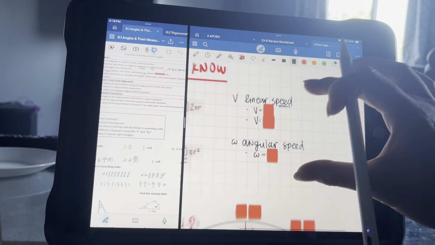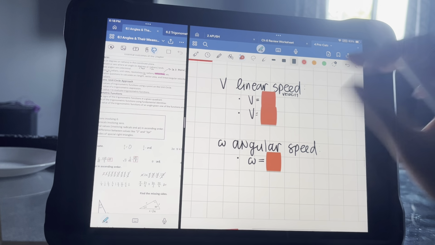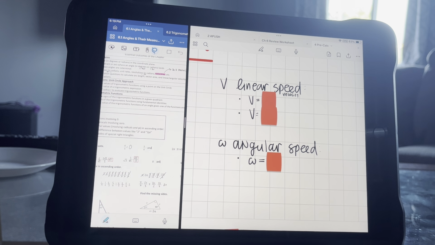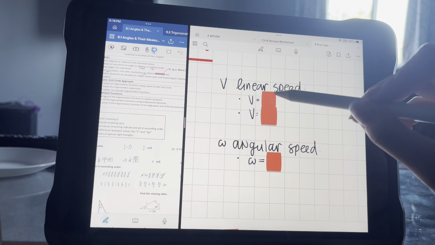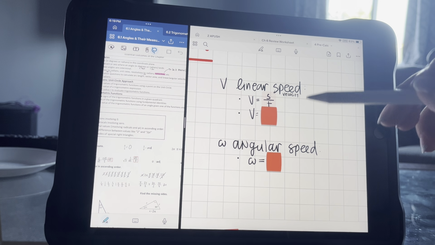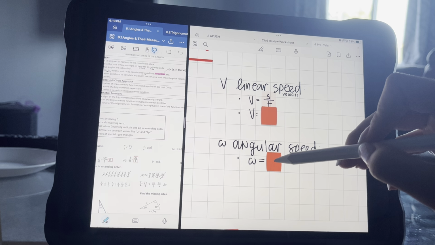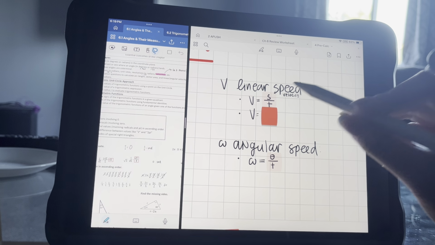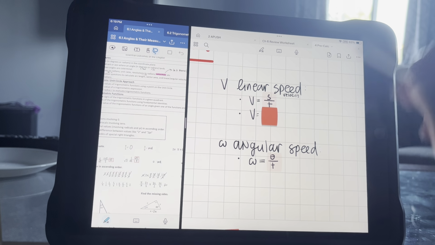The next thing we did was linear speed. I don't really know what the difference is, if I'm being completely honest, so just pretend like I do. The equation for linear speed is going to be v equals s over t. That's the arc length. And angular speed is going to be omega equals theta over t. T is time.